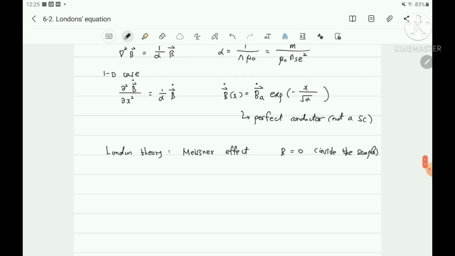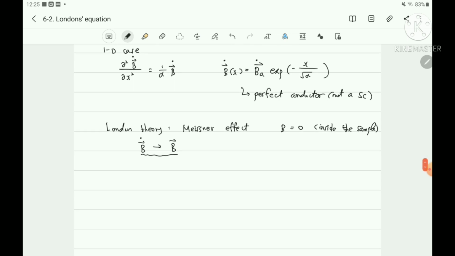Therefore, the Londons, Fritz London and Heinz London, suggested that the magnetic behavior of the superconducting state may be correctly described if, instead of B dot, we write down B. It is a very simple assumption. And from this, the Laplacian of B is 1 over alpha times B.